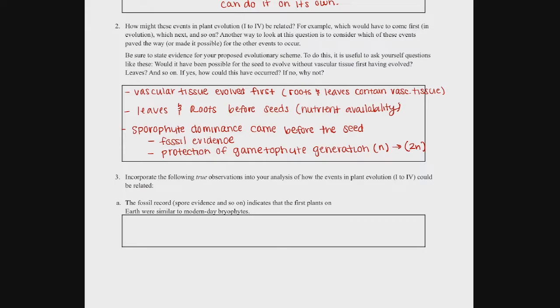So this observation indicates that the first land plants were likely to have a dominant gametophyte generation. And we know this because a bryophyte is non-vascular. As we said for question 2, we know that vascular tissue came before roots and leaves came before seeds, and then sporophyte dominance also came before the seed.